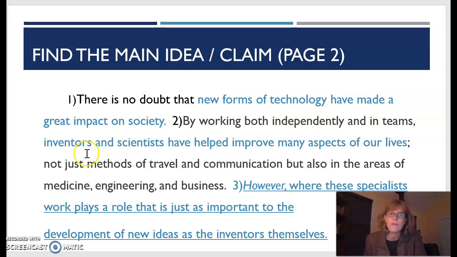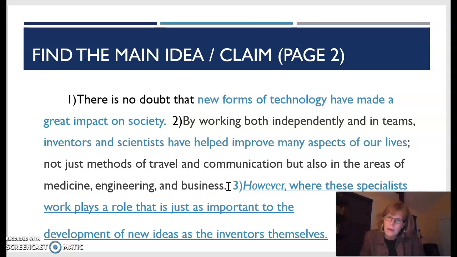In sentence 2, we find out inventors and scientists have helped improve many aspects of our lives. And I see that we get some evidence, we get some examples: travel, communication, medicine, engineering, business. The writer wants to help us get the support we might need to understand the writer's claim. However, and we come now to sentence 3, where I think we really find the main idea of the next 5 paragraphs. So let's read this sentence carefully.